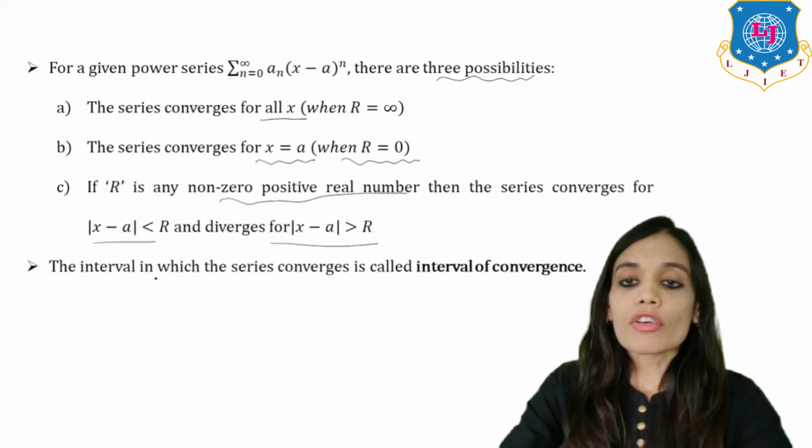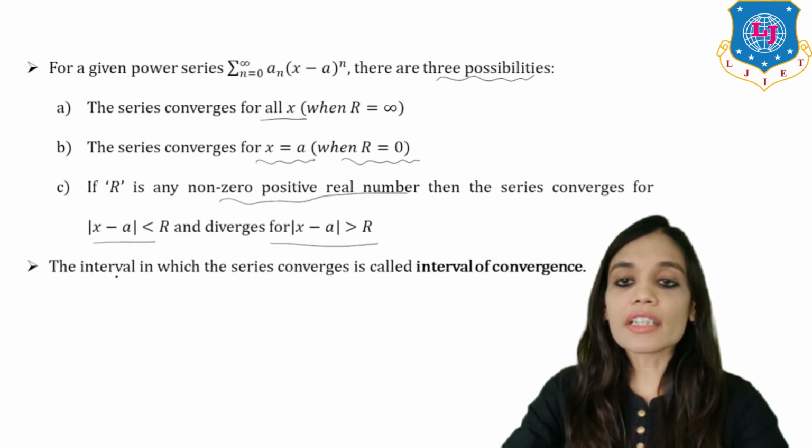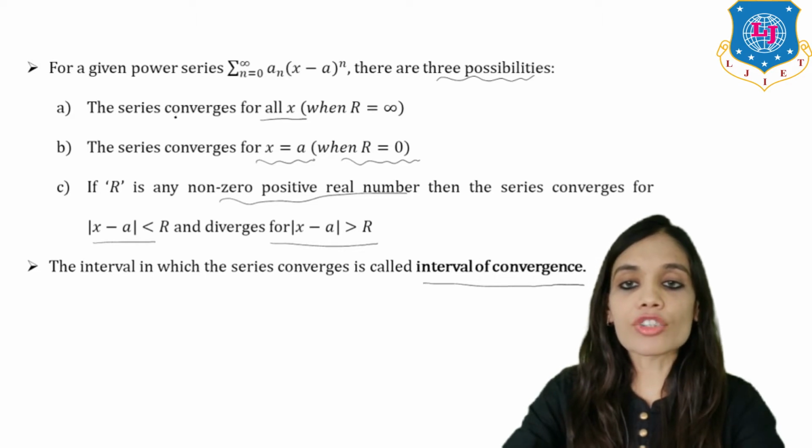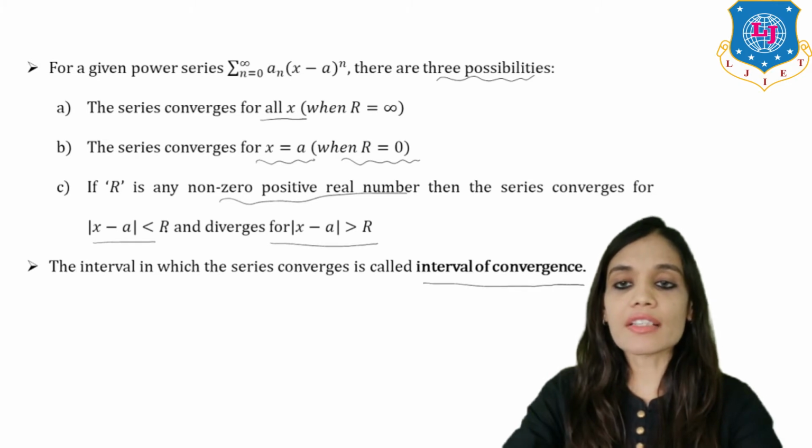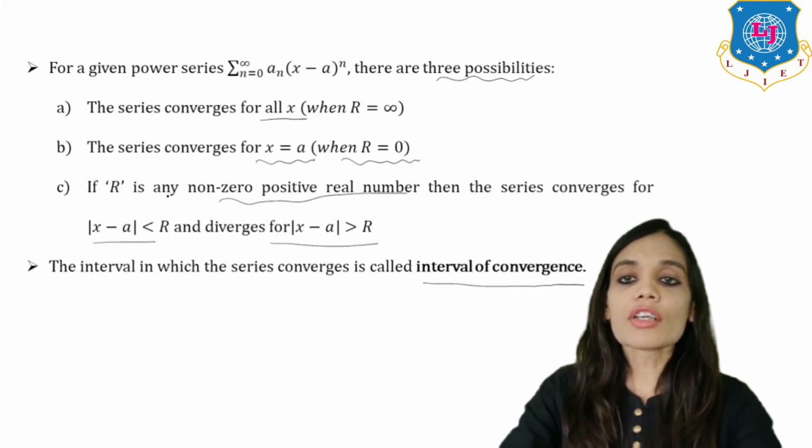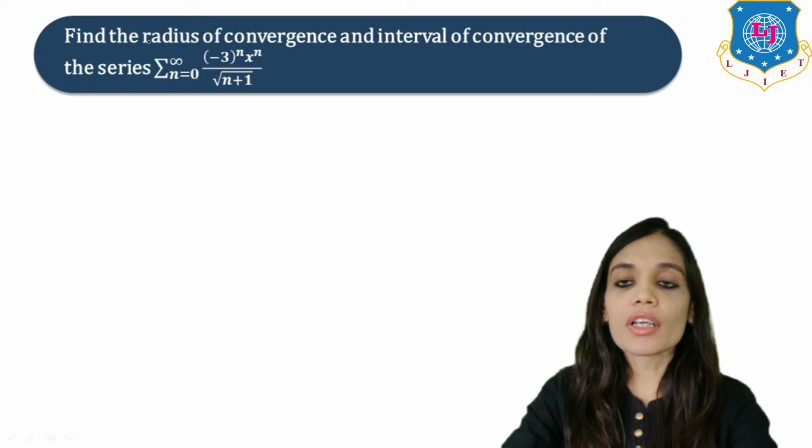From this we can say that the interval in which the series converges is called the interval of convergence. So basically we have to apply the ratio test or root test and find the radius of convergence, and from that we find the interval of convergence using the formula mod x minus a less than r. Now let us solve an example.